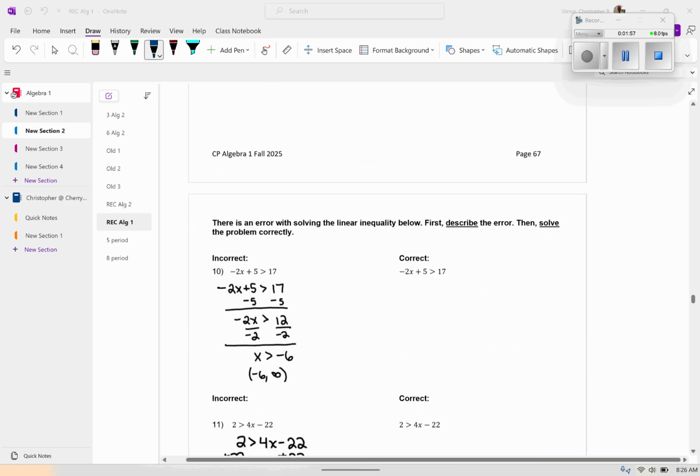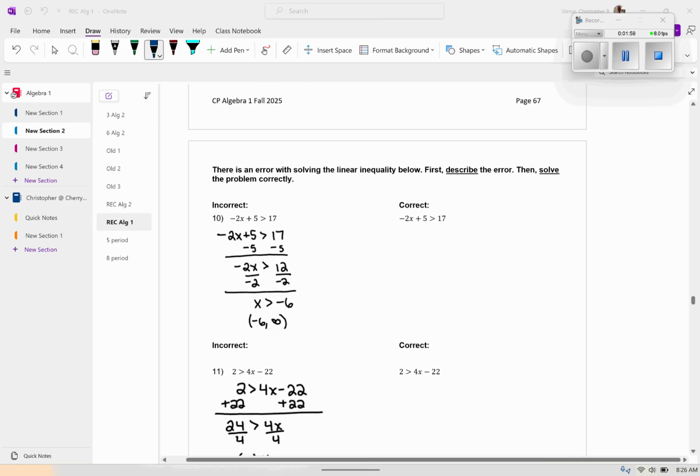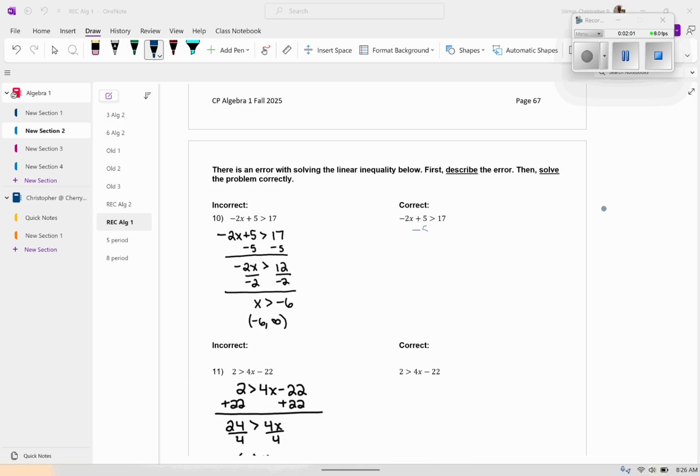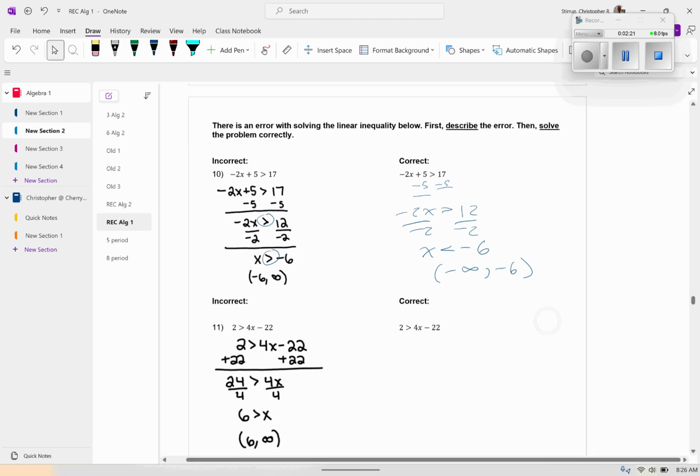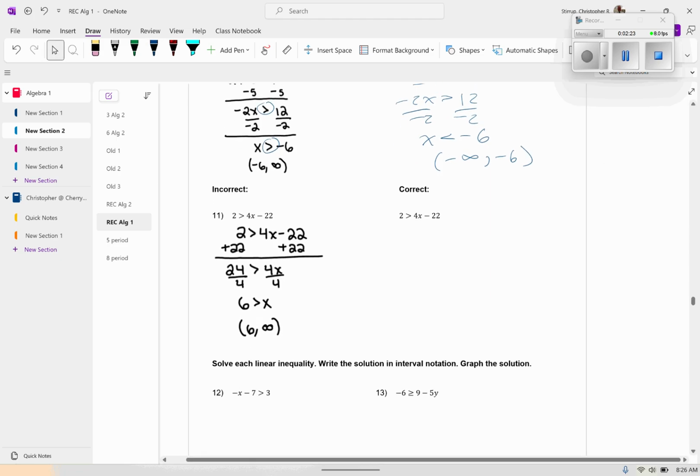So let's move down. So it looks like they have an incorrect one. The correct version is -5 minus 5. -2x is greater than 12. Divide each side by -2. So x is less than -6. So that should go negative infinity to -6 round bracket. So it looks like they made their error right here. So we flipped it.